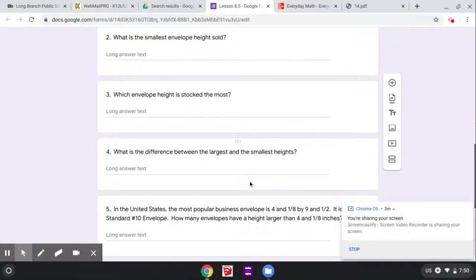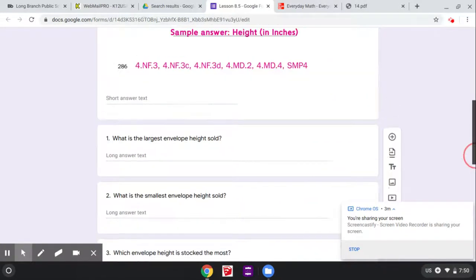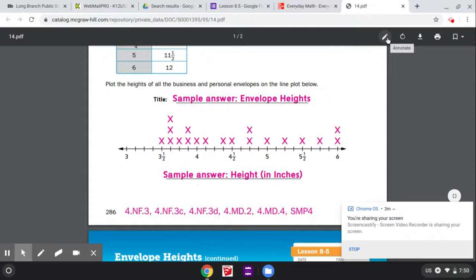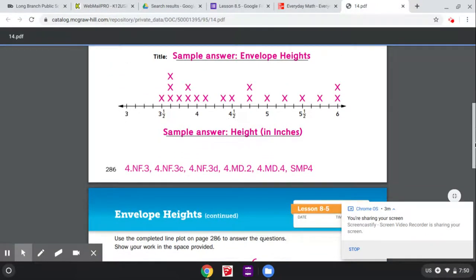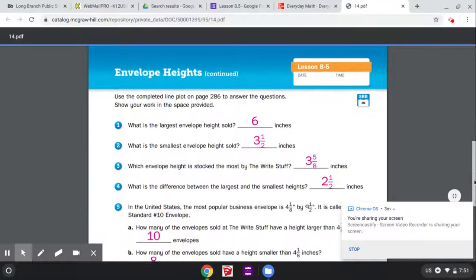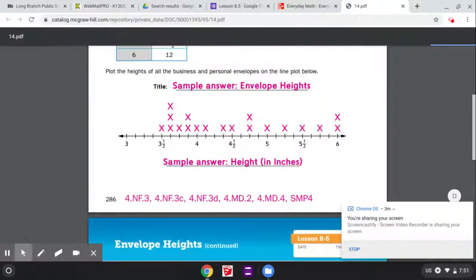Number four. Okay, what is the difference between the largest and the smallest heights? So what you have to do for that, this one is tricky. You have to subtract 6 minus 3.5. I have the answer key over here, boys and girls. I'm going to see if I could set this up to write on here on the PDF. And I'm going to post this answer key to you guys after I'm done with the video.